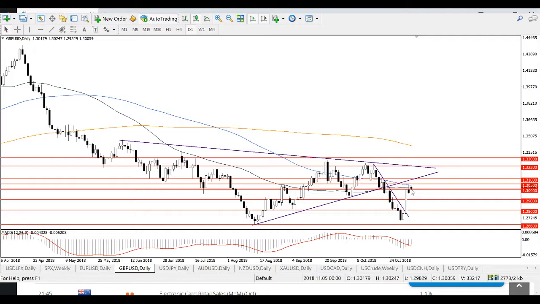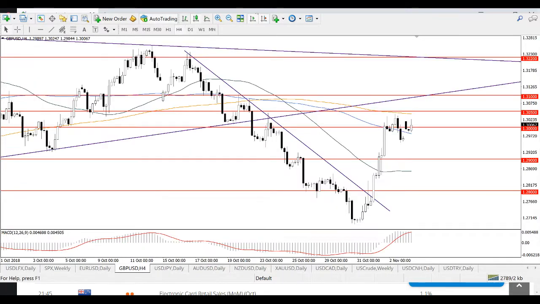If the pound goes below 1.30, then it may return to 1.29 and 1.28. Looking at the 4-hour chart, we can see that currently the currency pair is consolidating, and it will depend on how it exits the current range.